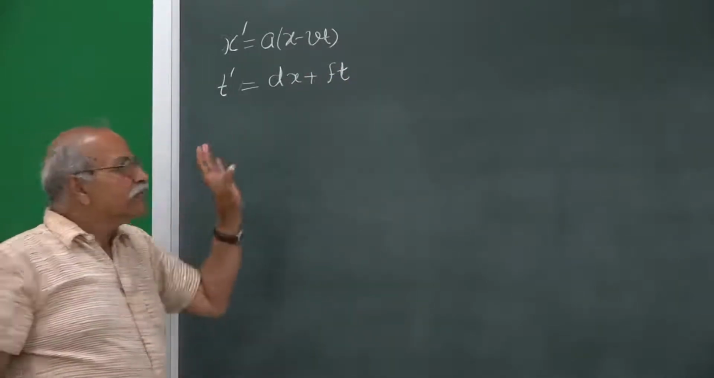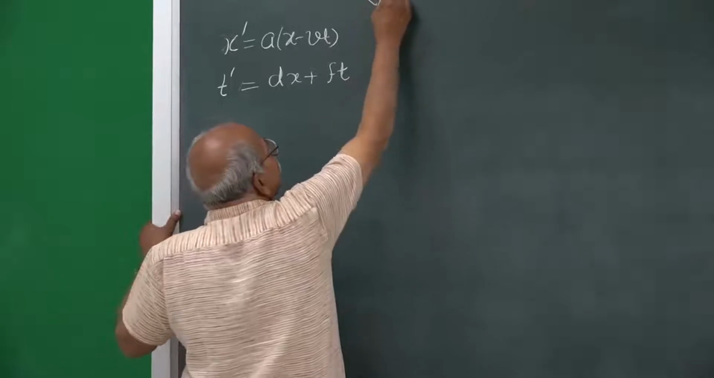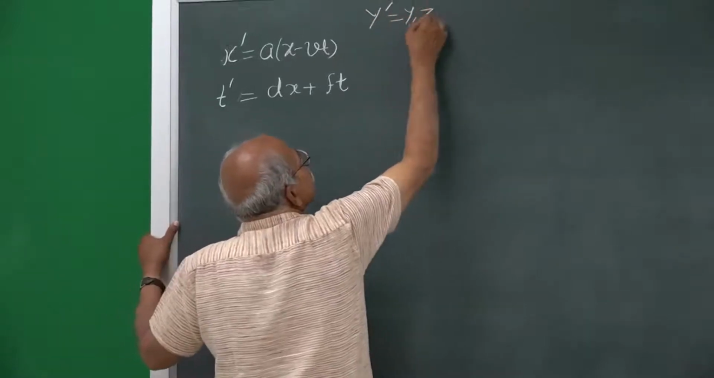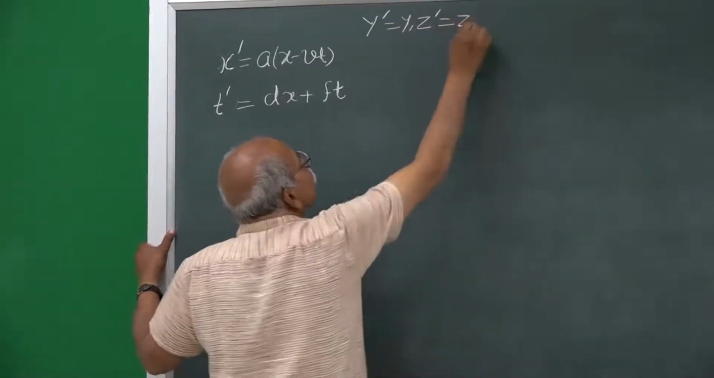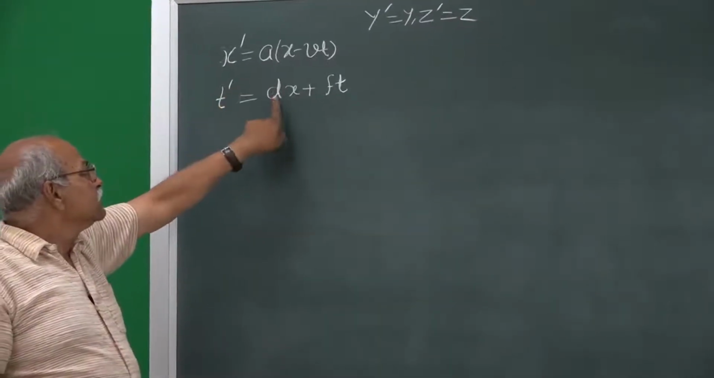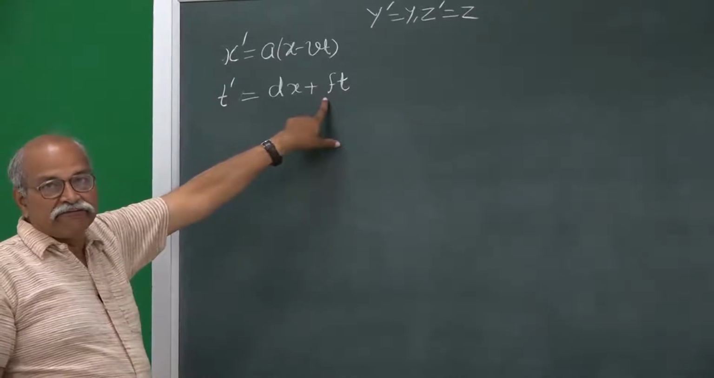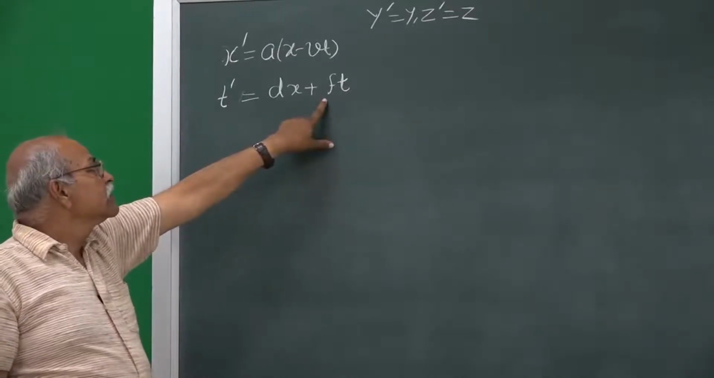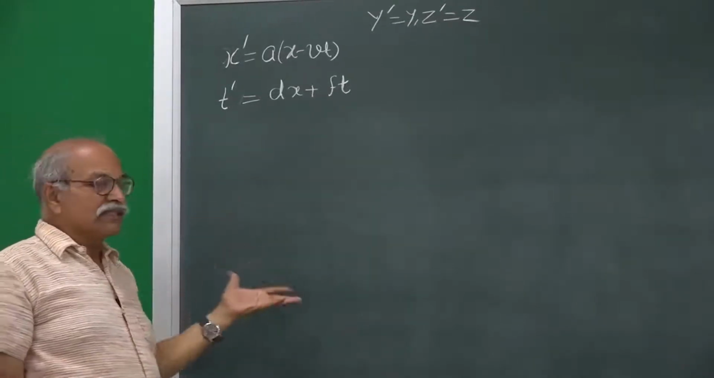So, we now have three unknowns, and of course, we had taken y prime equal to y and z prime equal to z. So, we have three constants a, d and f. These are three constants, and therefore, we need three equations.